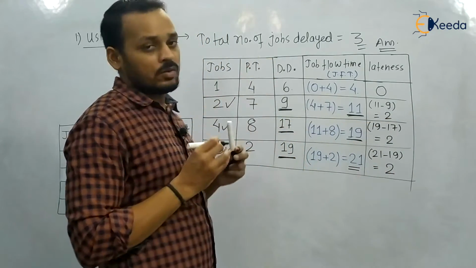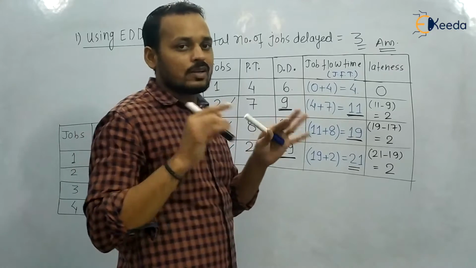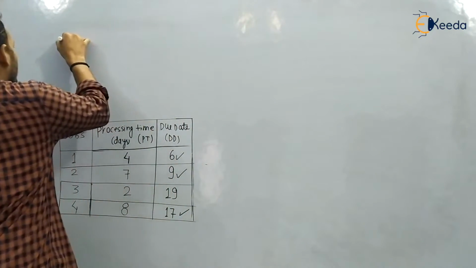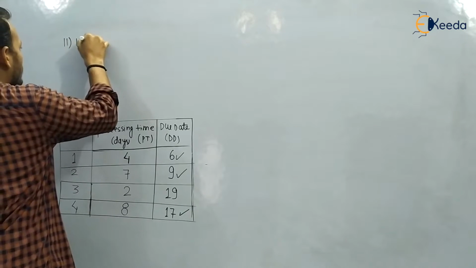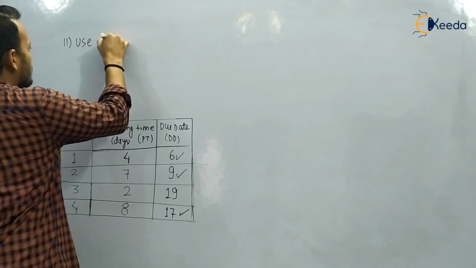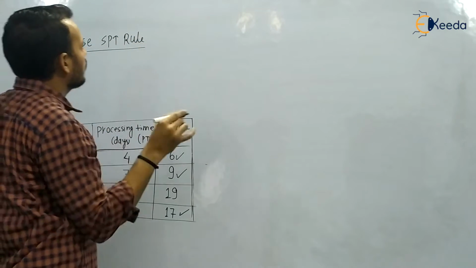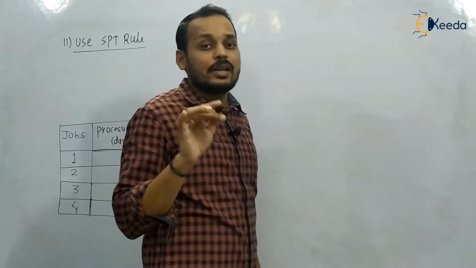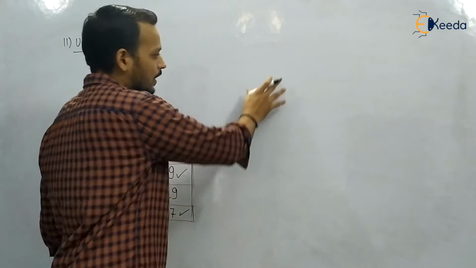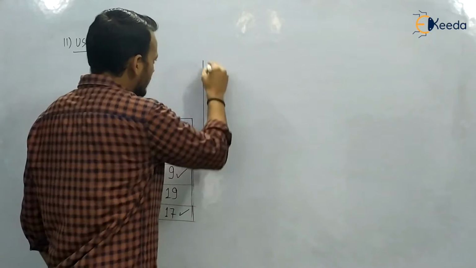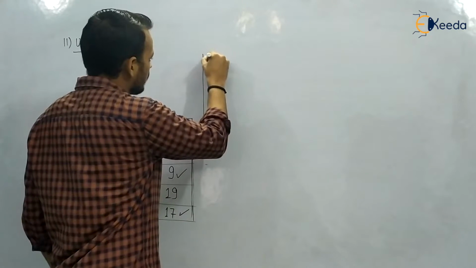Okay, so this was our first part. Now we will move for the second part. Okay, now the second part, it says that use SPT rule, that is shortest processing time rule, and find the total tardiness or lateness. Okay, so what we will do, we will again make the same table. The first one is jobs.